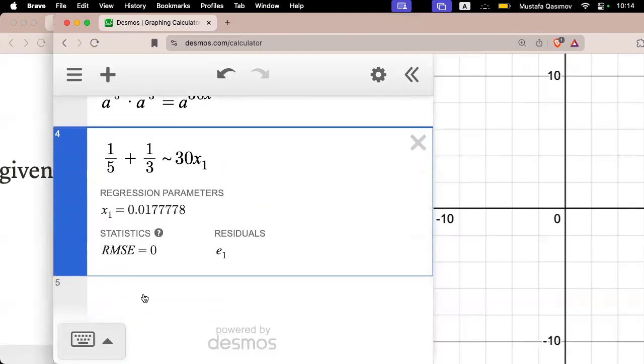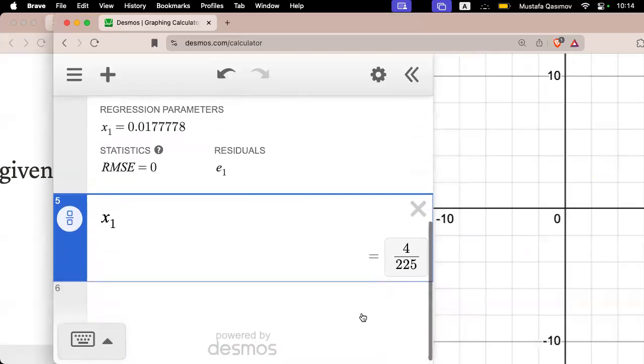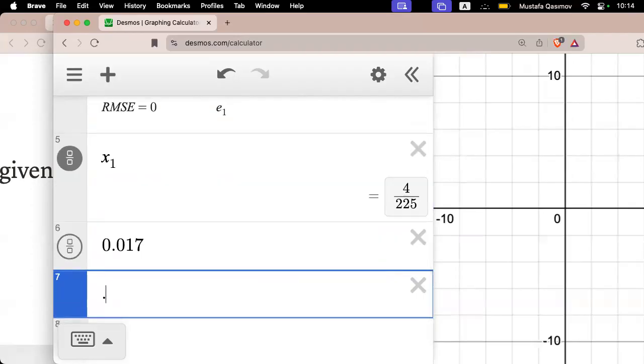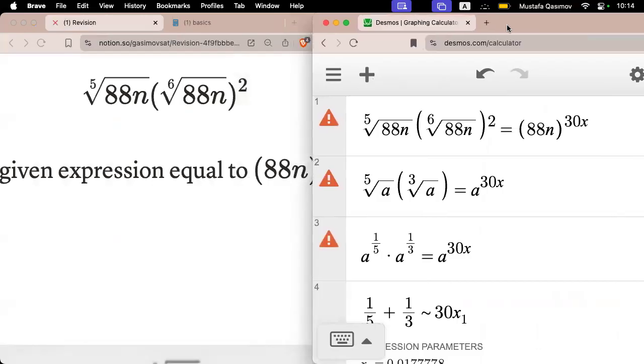Okay, let's say that you got this answer. You can write it like that, 4 over 225, or you can write it like this, 0.017. Because it's 5 characters, you cannot write an additional 7 here. Or you can write .0177. Okay, that's the first method.